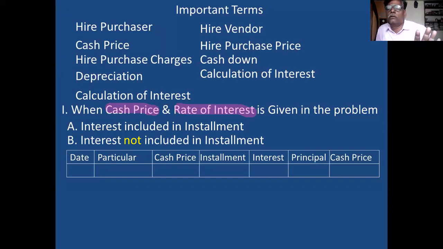This is the point. And next, you have to search what is the rate of depreciation. These are the points you have to find in the problem. First point, you have to find the cash price. Second point, you have to find the rate of interest. Third point, you have to take the total of all installments and check whether interest is included in the installment or not. After checking that, you find the rate of depreciation. If you come to know all these points, you can prepare the table without any doubt. Okay, this is the first method.